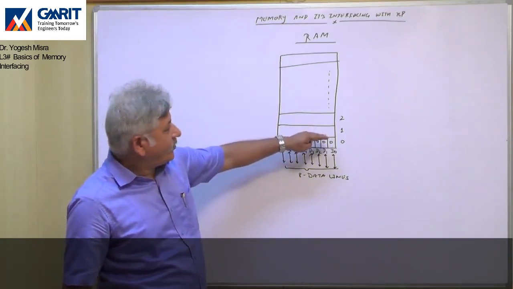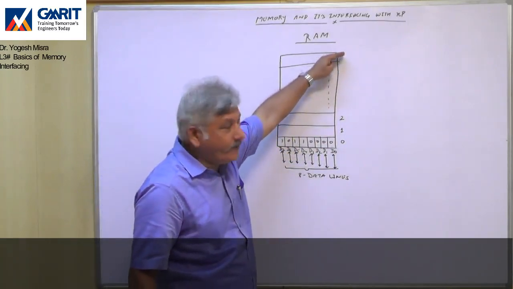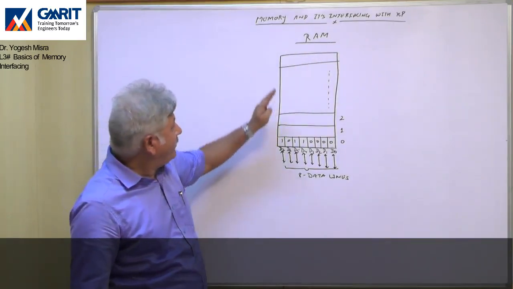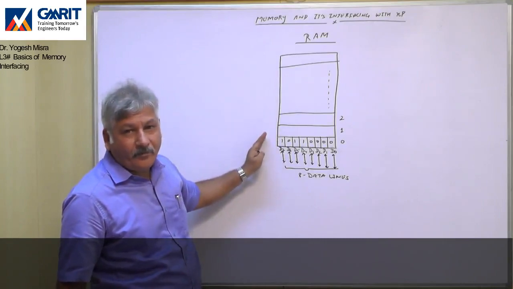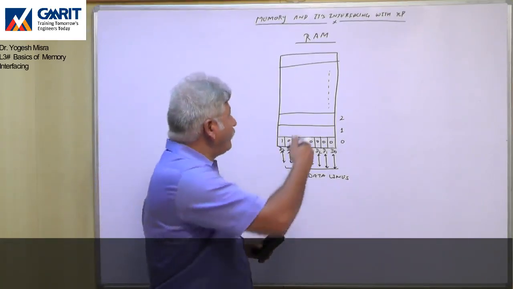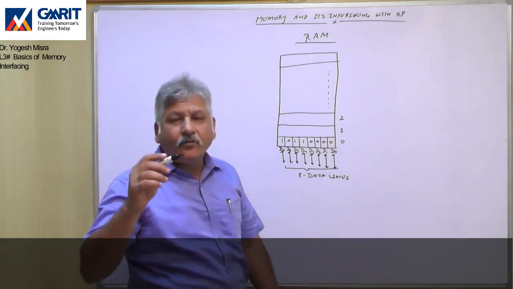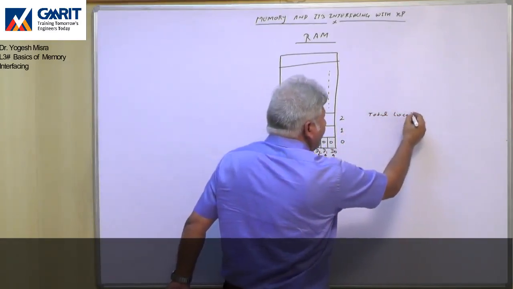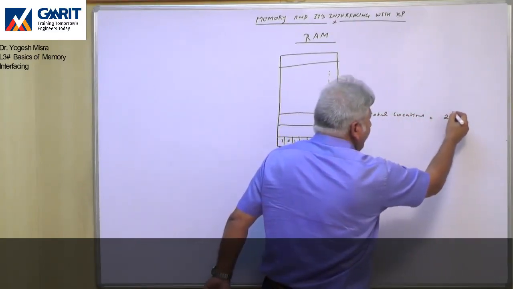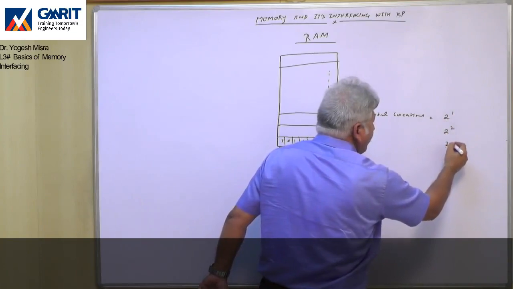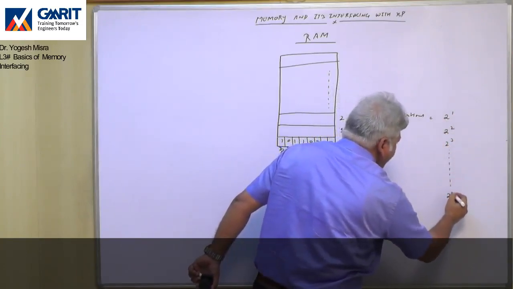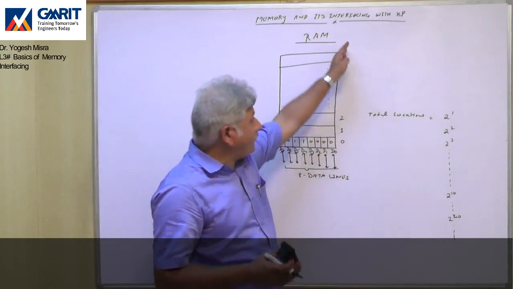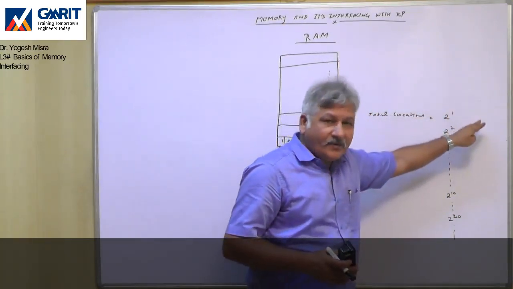Now here the question is, in total how many locations will be there in this RAM? It will be decided by the address bus of this RAM. You always remember, the total number of locations in this RAM will be 2 to the power something. Total locations can be 2 raised to the power 1, or 2 raised to the power 2, or 2 raised to the power 3, like this you go. Or it can be 2 raised to the power 10, or 2 raised to the power 20. But the locations will always be 2 raised to the power something.